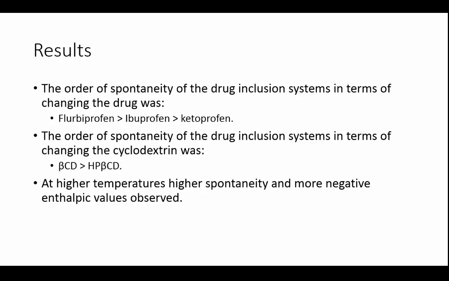The order of spontaneity of the drug inclusion system in terms of changing the cyclodextrin was that beta cyclodextrin had a higher spontaneity than HP beta cyclodextrin. Again, this is shown through the Gibbs free energy values being more negative for beta cyclodextrin for each of the drugs. And at higher temperatures there was a higher spontaneity and more negative enthalpic values observed.